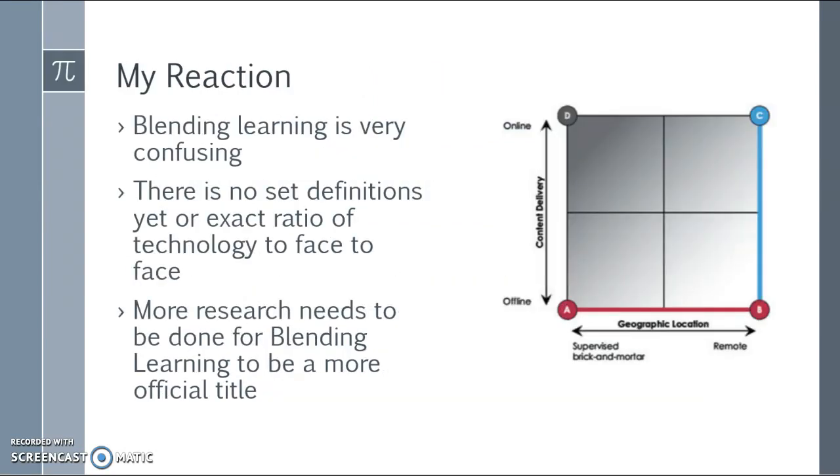And my reaction about blended learning is that it is very confusing. As you can see on the graph to the right, in the article we read, they're trying to explain that the shaded gray area is where blended learning is, and it falls in the line between fully online, halfway offline, and then the location where the student is, whether it be at a traditional school or not. And as you can tell, the four squares are very confusing to look at. Also, there are no set definitions yet. That's why blended learning is also very confusing.